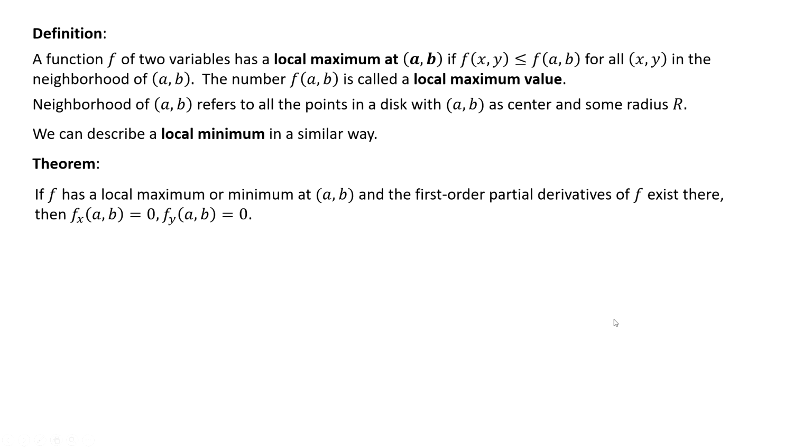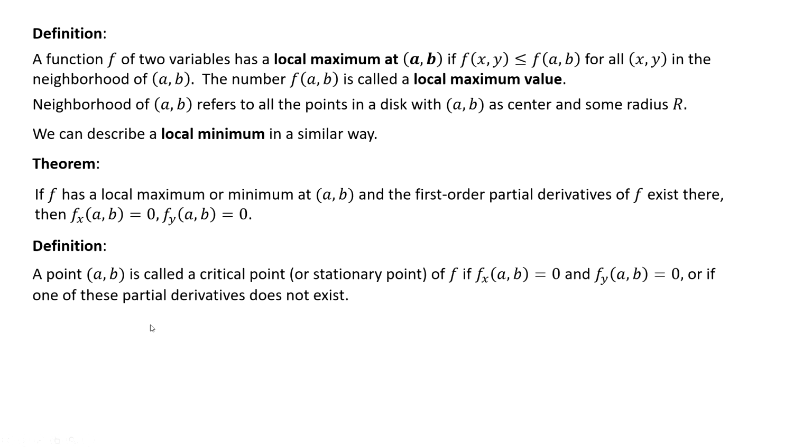There, if Q then P was false, so that's what you have to be careful about. If the partial derivatives are 0, it does not mean there is a local max or local min. There could be, that may be true, but you cannot guarantee that. That is the point. All right, definition.